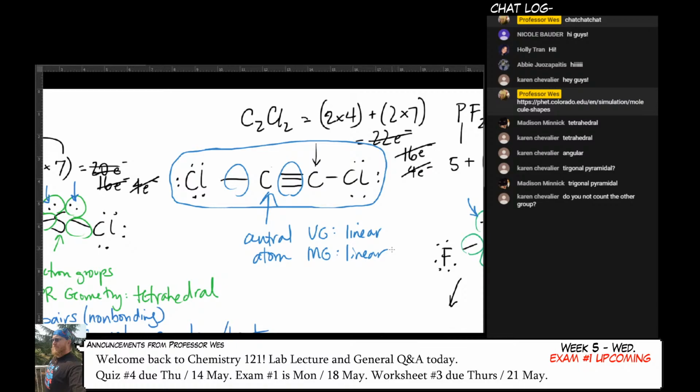Do I not count the other groups? So you mean on, say, let me get a different color here. So do you mean this one right here?